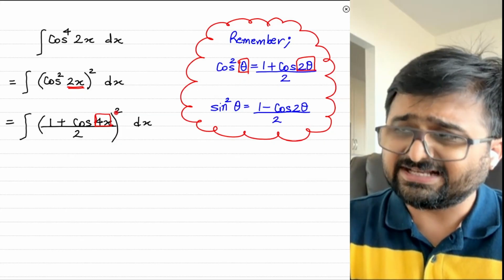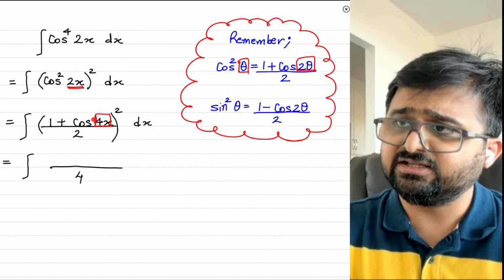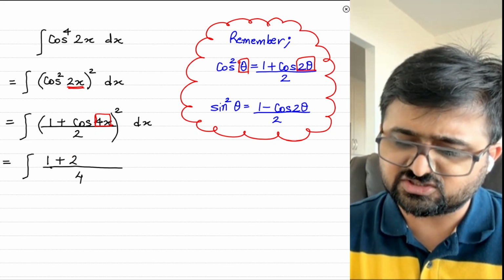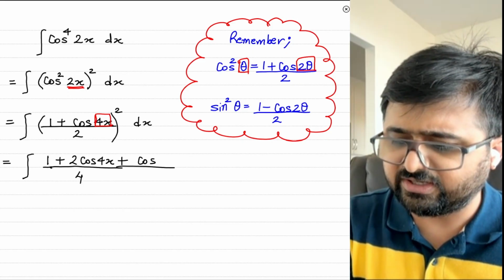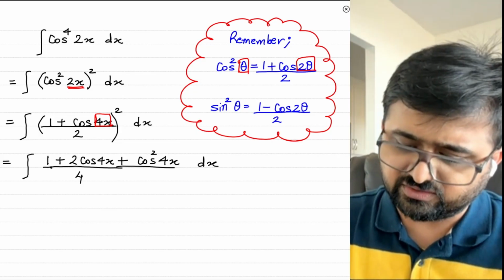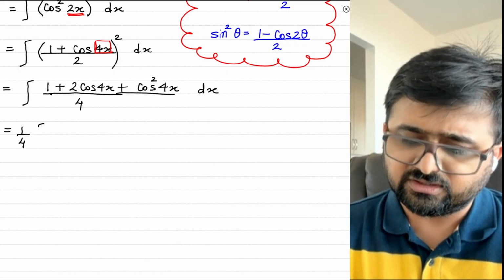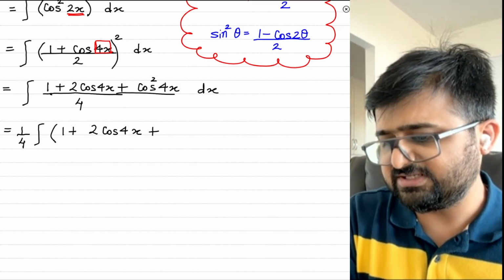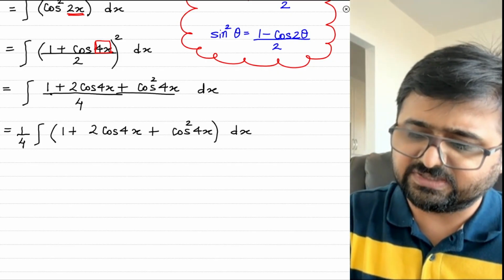Now let's expand that whole square. Let's see what we get. In the denominator we'll get 4, and in the numerator we can just apply (a plus b) the whole square. So we have a square, 1 square is 1, plus 2ab, so 2 cos 4x, plus cos²4x, and then with respect to x. I hope it makes sense so far. Now that 1 by 4 is constant and can be taken out of the integral, so I have 1 by 4 integral of 1 plus 2 cos 4x plus cos²4x, integrated with respect to x.